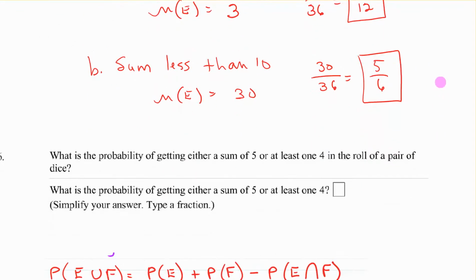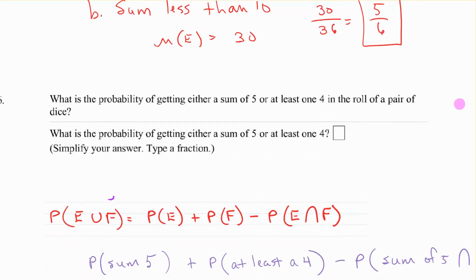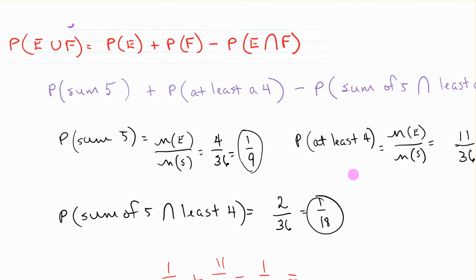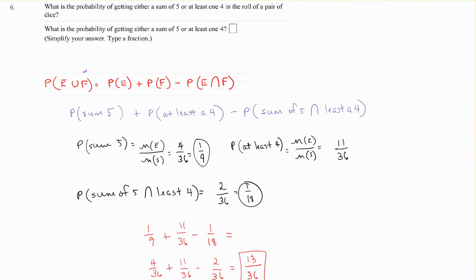What is the probability of getting either a sum of 5 or at least one 4 in the roll of a pair of dice? All right, let's look. I think I've got it written here for us. Using that rule that I gave you at the beginning, we need the probability of the first event, so the probability that we'll have a sum of 5, plus the probability that we'll have at least a 4, minus the intersection of those two.